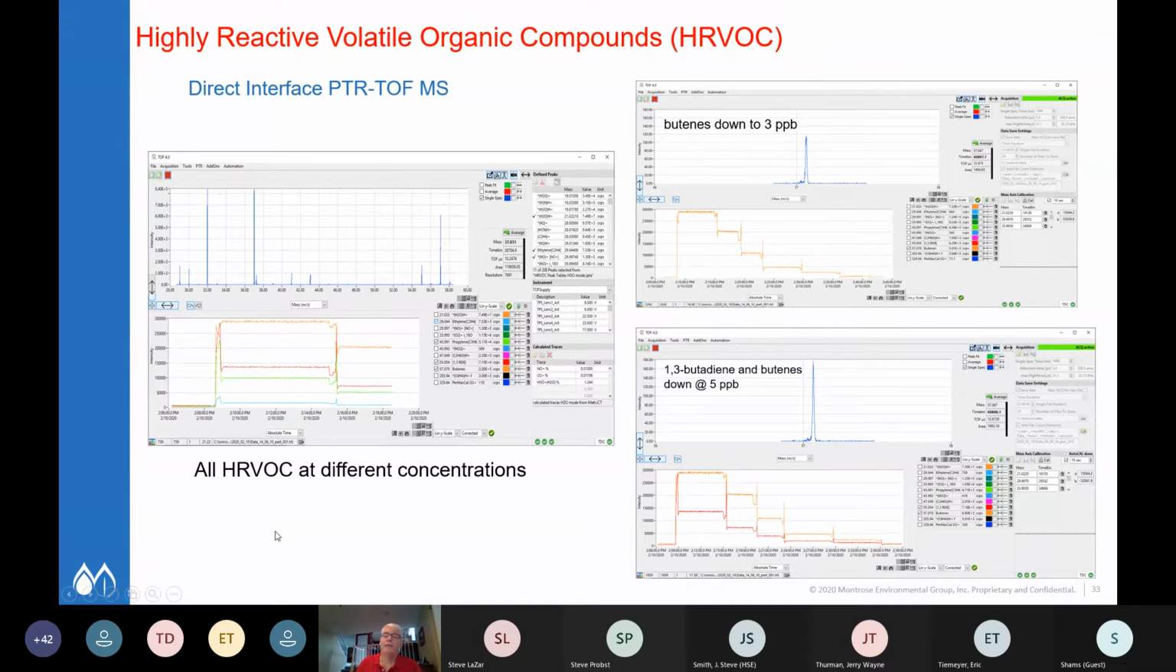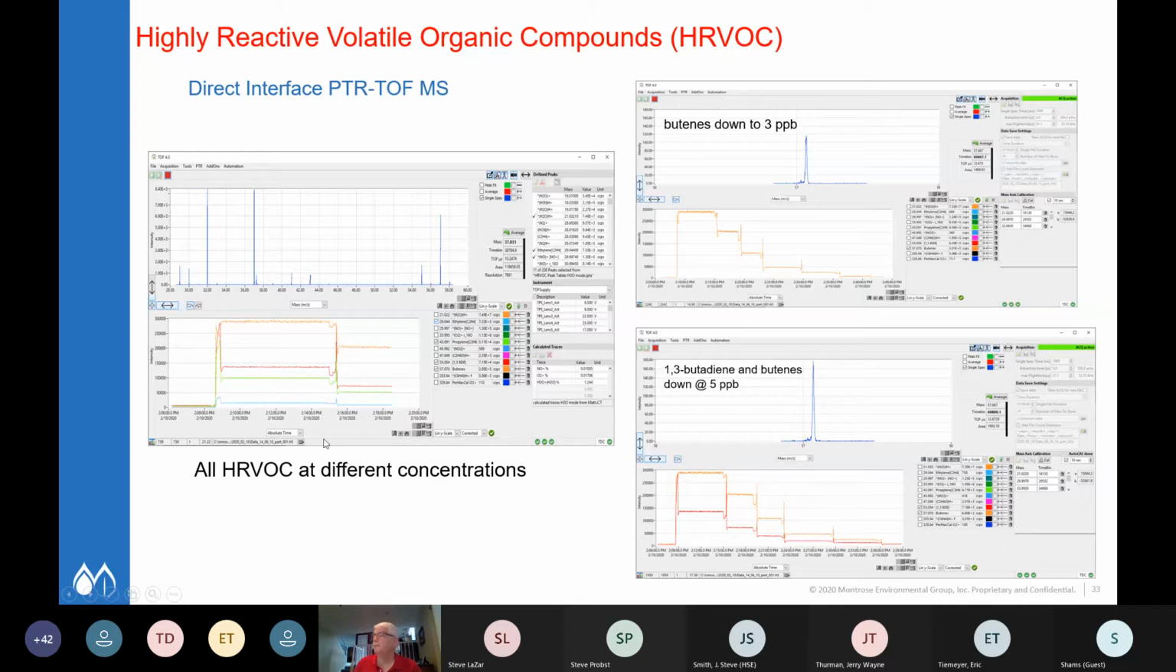Now, one of the key issues is that, if you remember back to the big dotted chart, we have to do this analysis with oxygen because you can't see ethylene and propylene with hydronium. One of the issues with oxygen is that it's not quite as sensitive. The reaction kinetics aren't as favorable as water, so your response is a little bit lower. So it took quite a considerable amount of time to come up with PTR operating conditions that allowed us to do an HRVOC analysis and see all the components at a really low level.